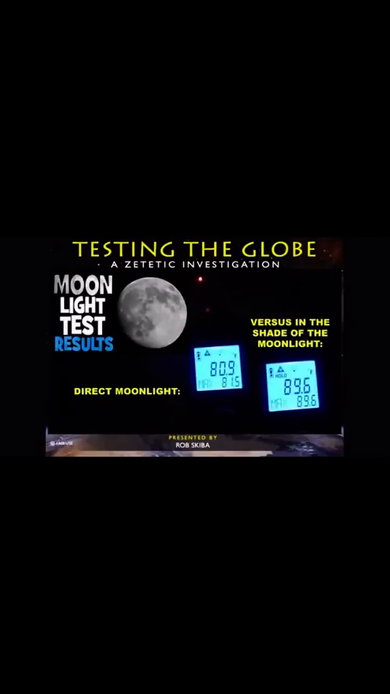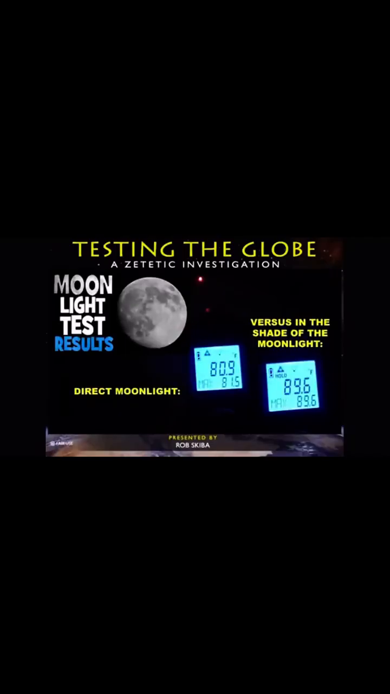So I'm going to set up my whiteboard just like I did before, with it facing toward the direct moonlight. I'll get my iPhone here to focus up on my thermometer. Okay, let's do a test here. It's 80.9 degrees in direct moonlight, and shooting underneath here, it's 89.6 degrees in the full moon light. So 9 whole degrees different.